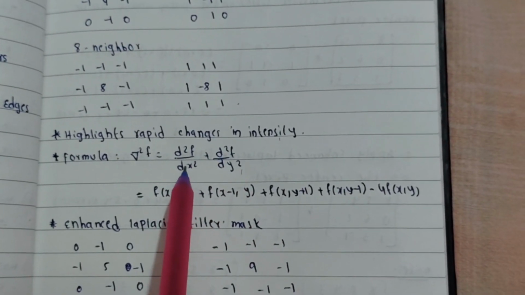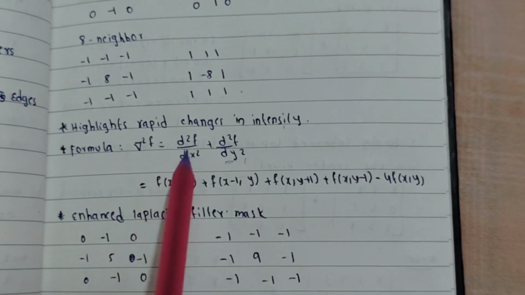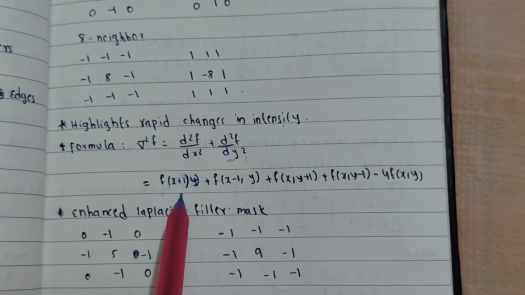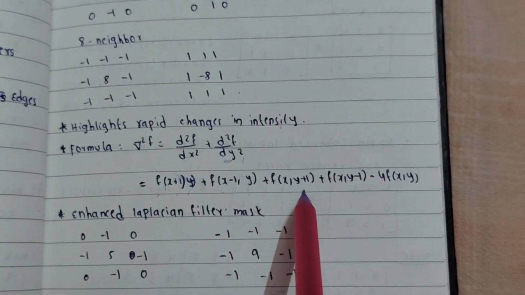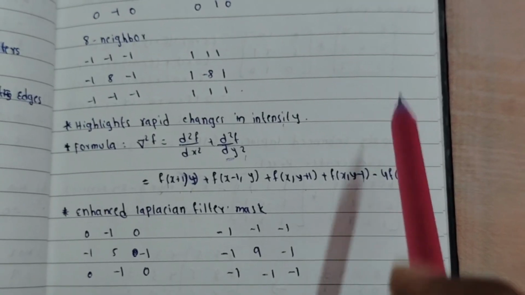We have already seen the second order derivative in horizontal and vertical directions. So if we substitute those values here, we get the final formula: f of x plus 1 comma y plus f of x minus 1 comma y plus f of x comma y plus 1 plus f of x comma y minus 1 minus 4 f of x comma y.